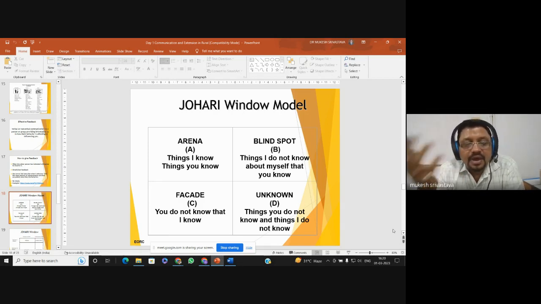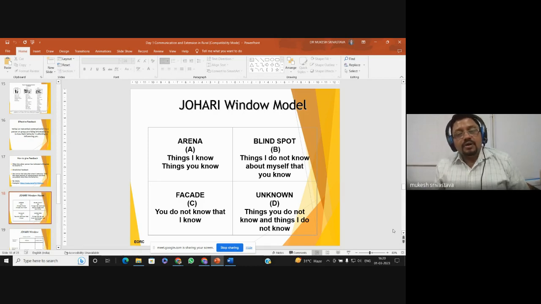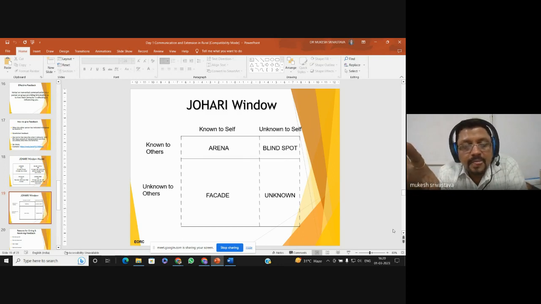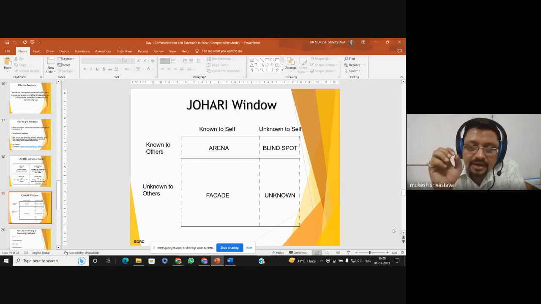Now, while communicating, or when we have to improve on the feedback portion, what we have to do is shift this fake it portion to both sides. You see here, in the columns there are known to self and unknown to self, and in the rows there are known to others and unknown to others. Arena is the portion that is known to self and known to others; there is information in the arena which is known by both persons.